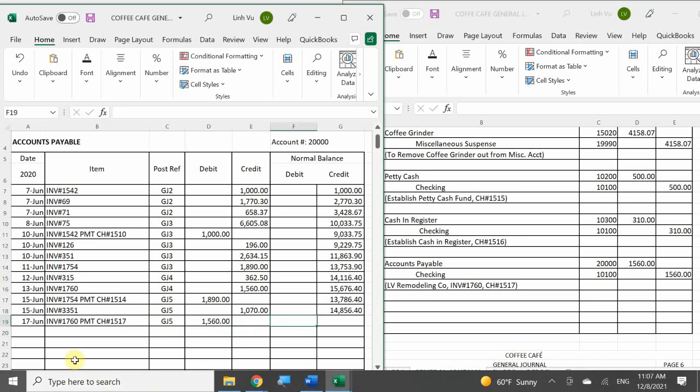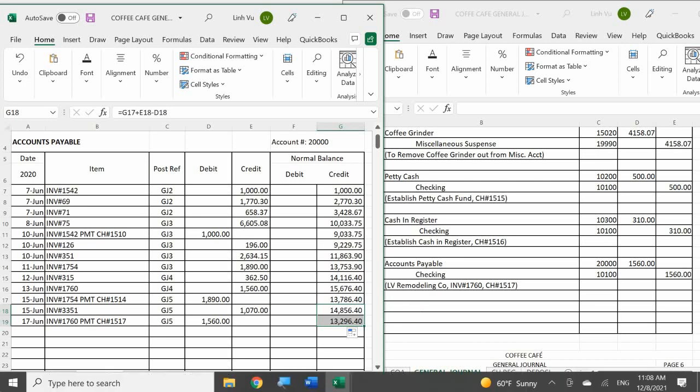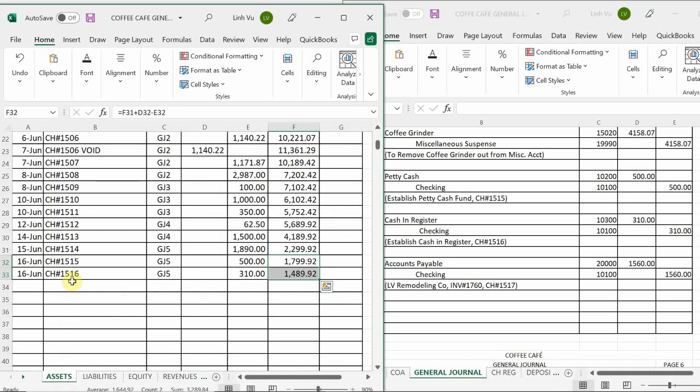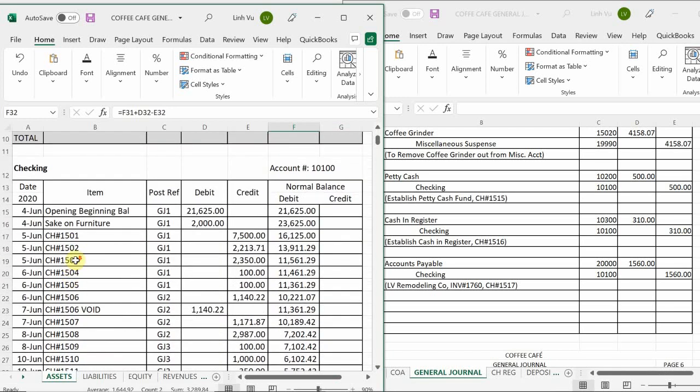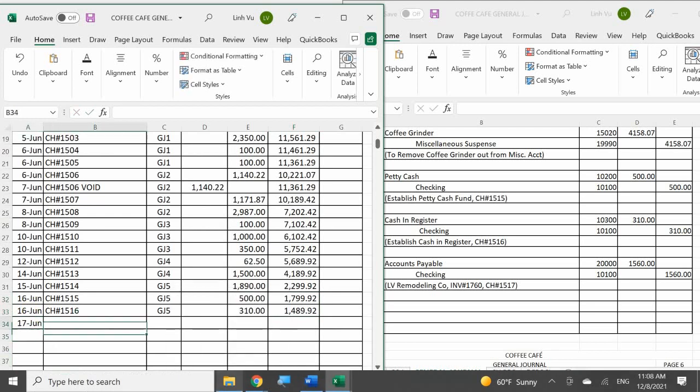Which will cause your account balance to be 13,296.40. Good. And now you credit checking. Here we are, checking, number 1517.